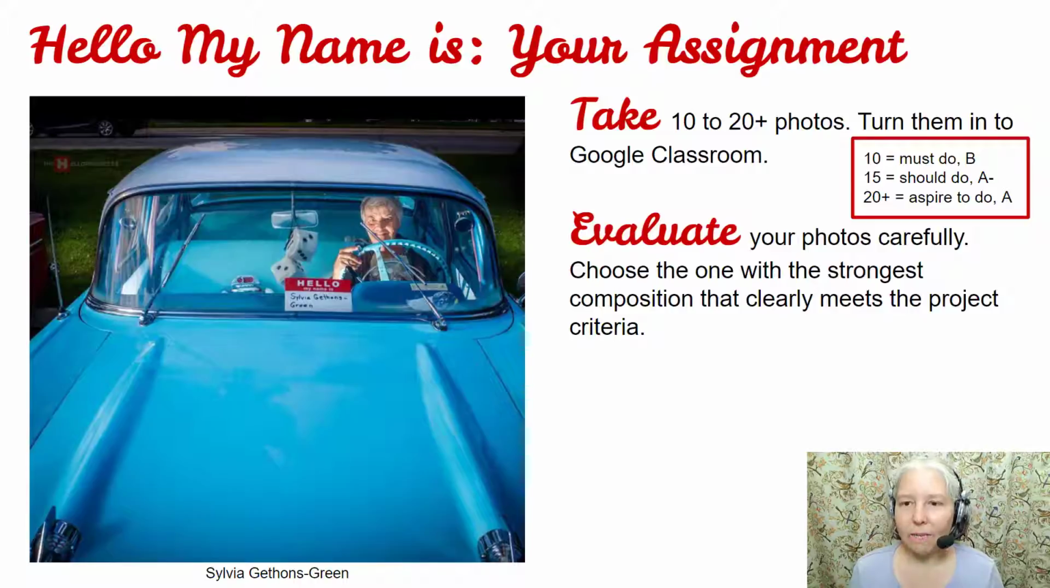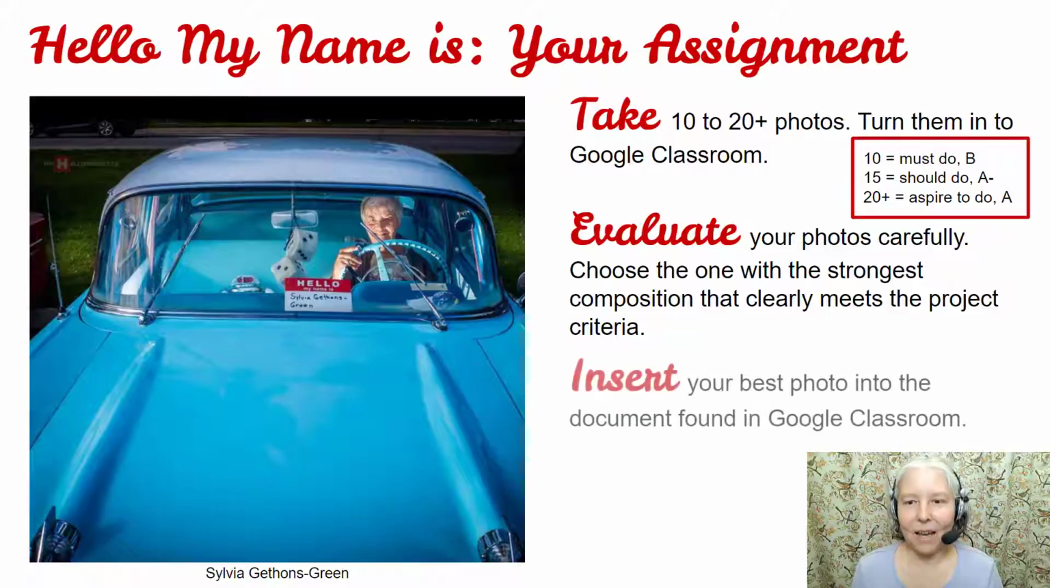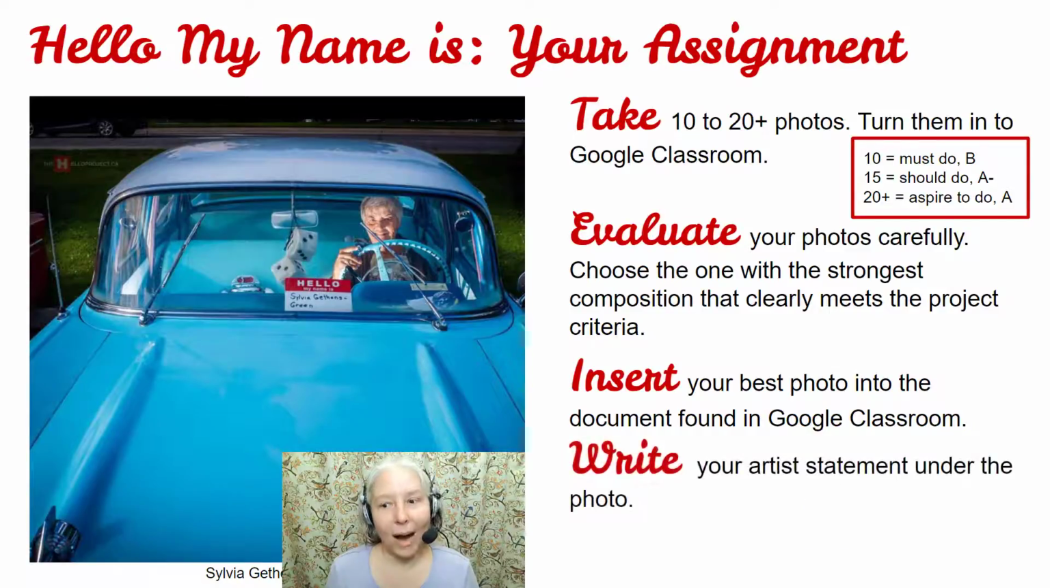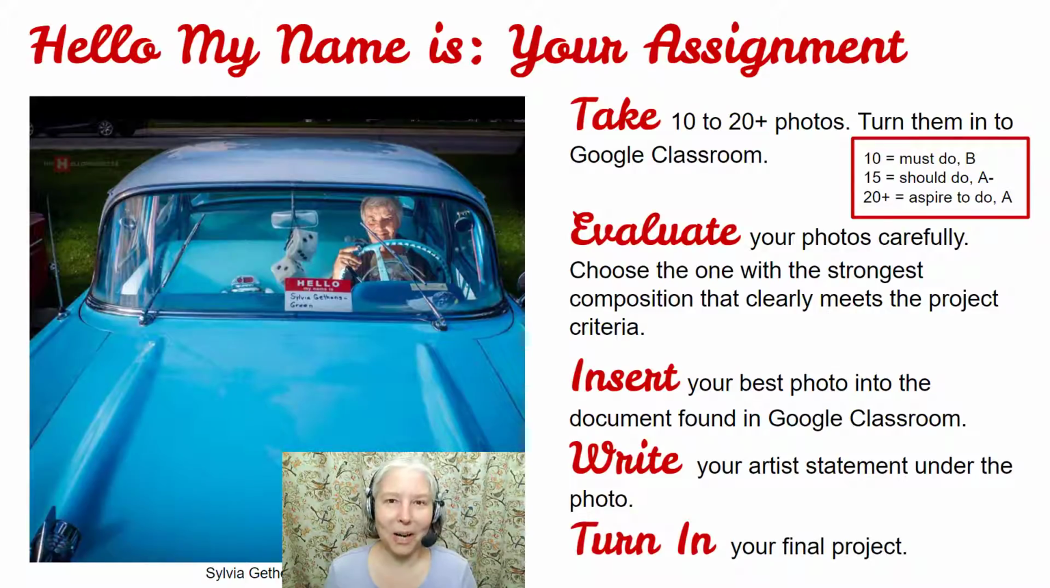Evaluate your photos carefully. Choose the one with the strongest composition that clearly meets the project criteria. Insert your best photo into the document found in Google Classroom. Write your artist statement under the photo, and you will have separate instructions for that. And finally, turn in your final project.